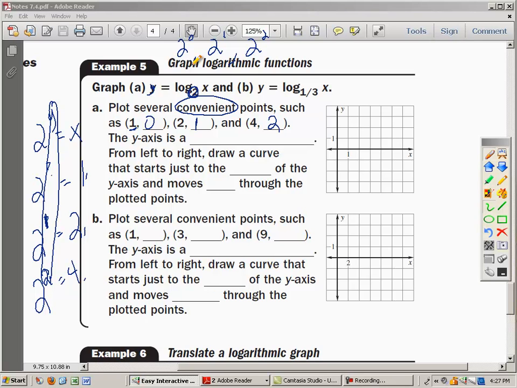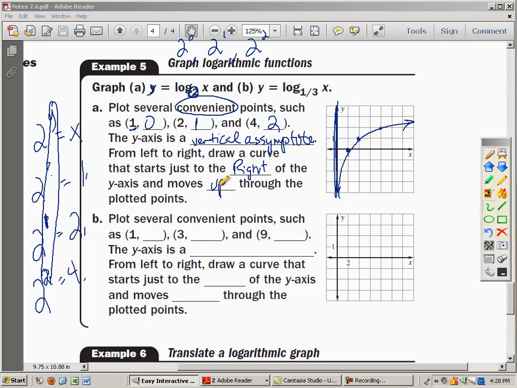All right, so let's go ahead and plot those points. Here's the point 1, 0. Here's the point 2, 1. And here's the point 4, 2. And again, remember that the y-axis is a vertical asymptote of this graph. And so my graph is going to really be on the right side of that line. So it's going to come up here like this, cross through those points, and continue on to the right. It says from left to right, draw your curve that starts just to the right of the y-axis and moves up and through the plotted points. And obviously, that's the graph that we drew there.